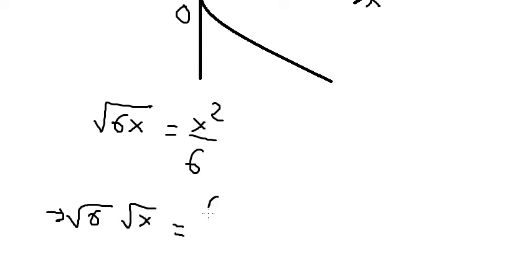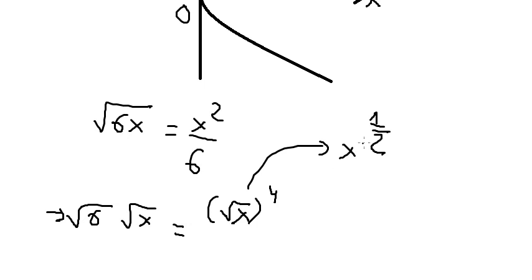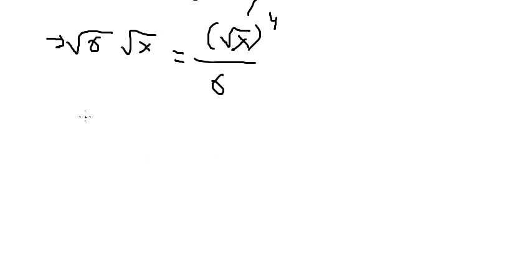This one we can write as the square root of x to the power of 4, because the square root of x to the power of 4 you get x squared. This one represents x to the power of 1 over 2. Number 4 multiplied by 1 over 2, you get number 2. So we put this one go to the right.